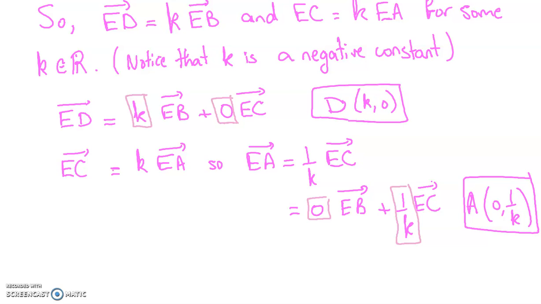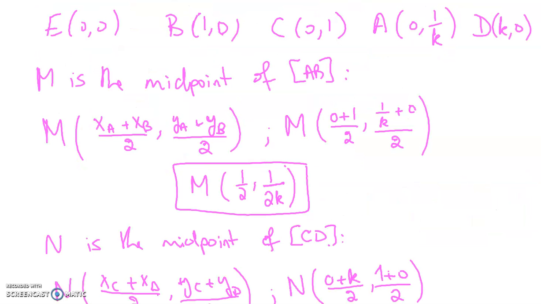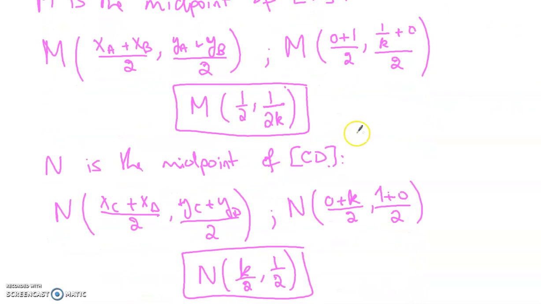Okay, so let's continue. So I copied again here the coordinates in the first line. Now we can find all what we want. We still have to find the coordinates of M and N. M is the midpoint of AB, so to find its coordinates, we apply the rule, xa plus xb over 2, ya plus yb over 2 in the system. So we get 0 plus 1 over 2, 1 over k plus 0 over 2. So this gives 1 over 2, 1 over 2k. These are the coordinates of M. Similarly, N is the midpoint of CD. So we do xc plus xd over 2, yc plus yd over 2, we substitute, and we get the following. So now we have the coordinates of M and the coordinates of N.